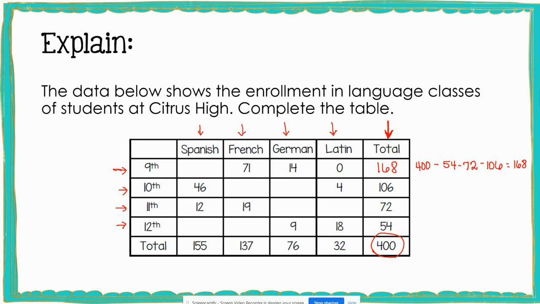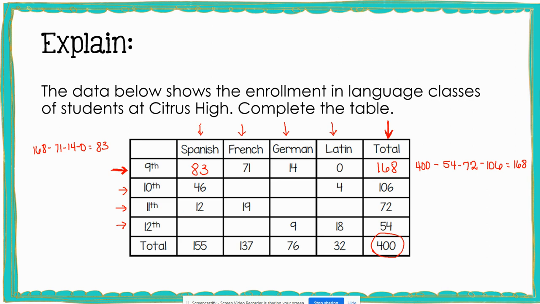Now, if I look at my ninth grade row, I can see that now I have enough information to figure out this missing piece for ninth grade. I know there are 168 total ninth graders, 0 take Latin, 14 take German, and 71 take French. So to figure out how many are remaining that take Spanish, I'm going to take the total number of ninth grade students, and I'm going to subtract 71, 14, and 0 from those. When I subtract those, I get 83. So there are 83 ninth graders who take Spanish.